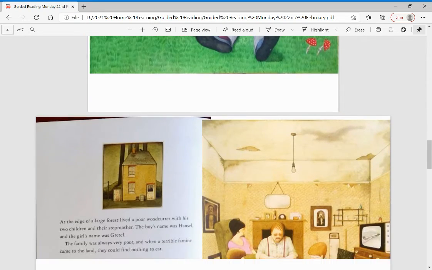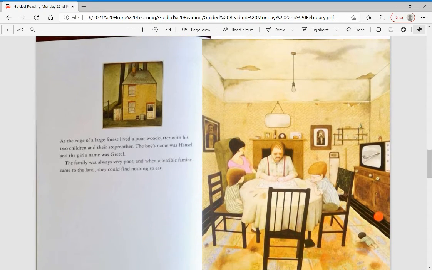So, Hansel and Gretel. At the edge of a large forest lived a poor woodcutter with his 2 children and their stepmother. The boy's name was Hansel, and the girl's name was Gretel. The family was always very poor, and when a terrible famine came to the land, they could find nothing to eat.